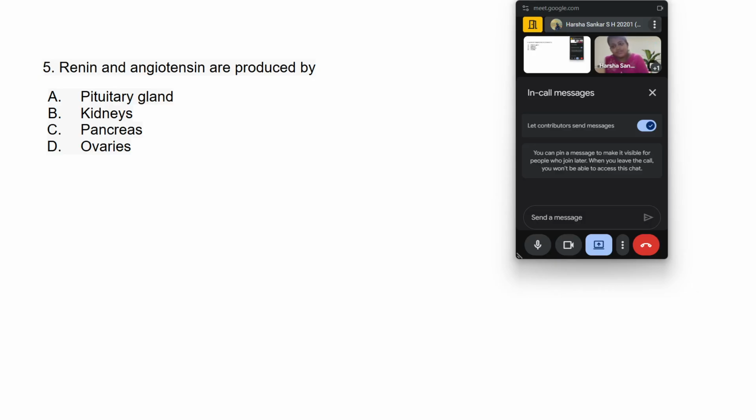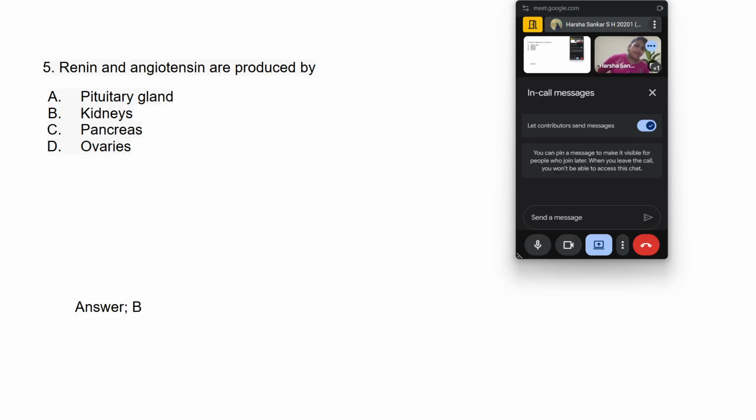Okay, okay. So the correct answer is kidney only. Renin and angiotensin are produced by kidneys. Do you know what is the function of renin and angiotensin? It's for blood pressure regulation.